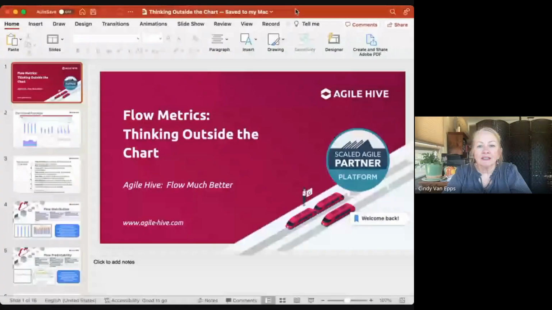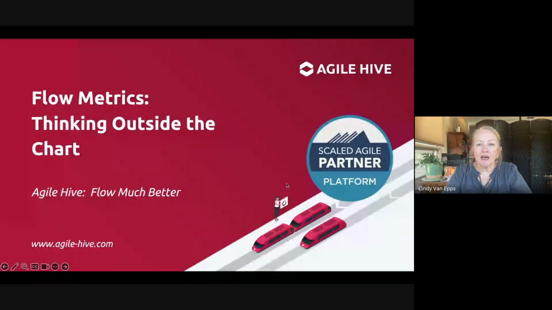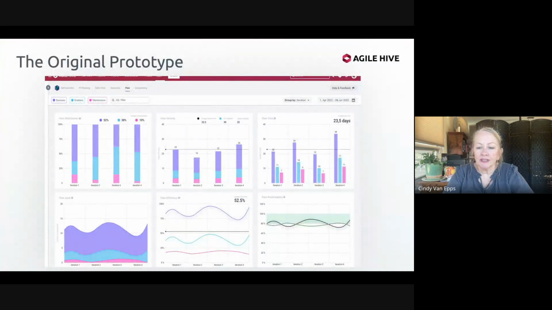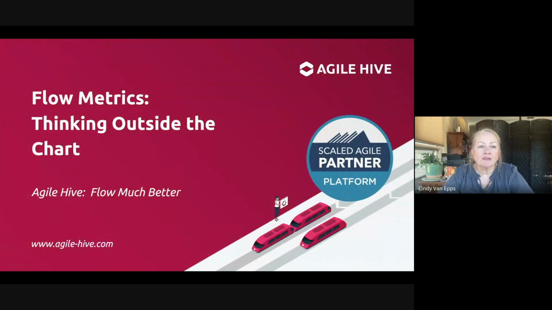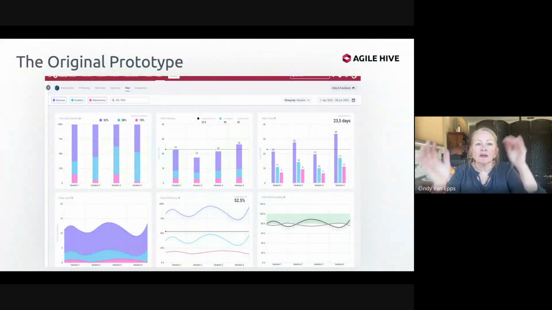So what I want to do is introduce to you what we are doing in looking ahead to some work that is in our backlog. And as the product manager for Agile Hive and a SAFe program consultant trainer, based on my experience, I've been looking at the flow metrics. So let me just go through here.